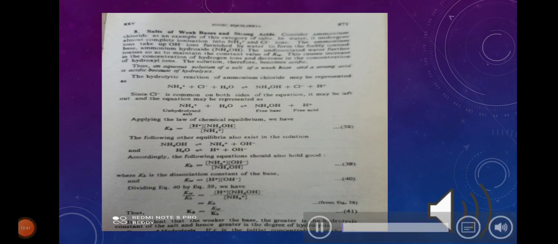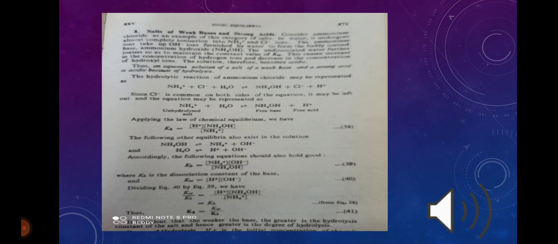Now the degree of hydrolysis of salt of weak bases and strong acids. For this, consider ammonium chloride as an example for this category of salts. In water, it undergoes almost complete ionization into NH4 plus ion and Cl minus ion. The ammonium ions take up OH minus ions furnished by water to form feebly ionized base, ammonium hydroxide. The undissociated water further ionizes so as to maintain the constant value of Kw.